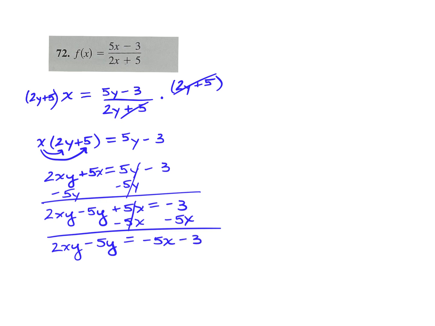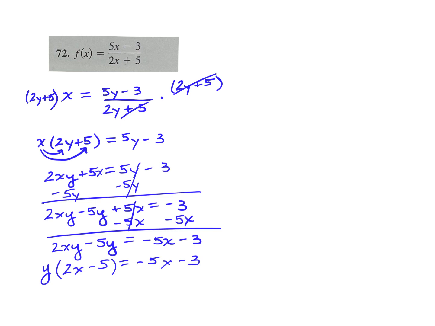Now, the issue we have is we cannot combine the 2xy and the minus 5y, but we can factor out the y because it's a common factor in each of those terms. So I can pull the y out. So I have y parenthesis 2x minus 5 is now equal to negative 5x minus 3.